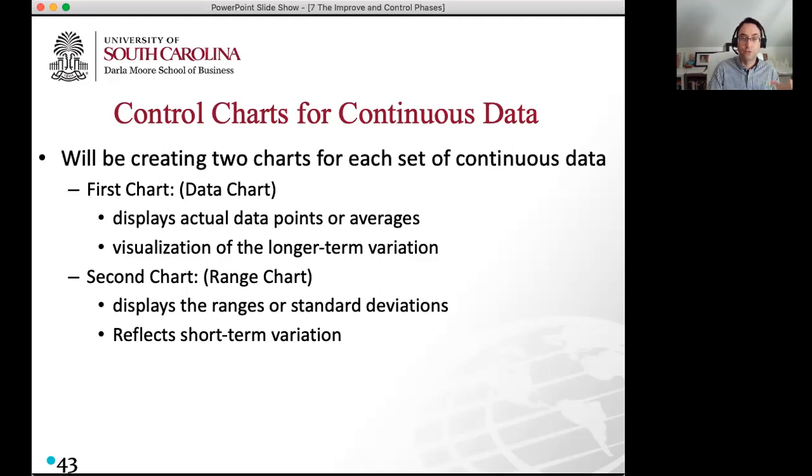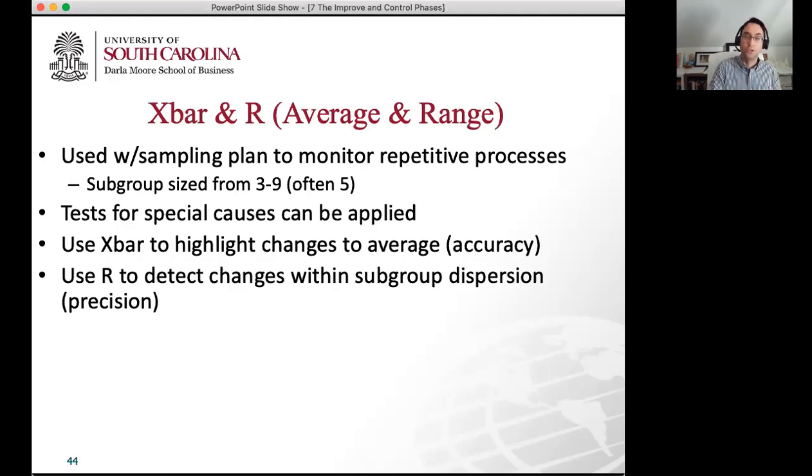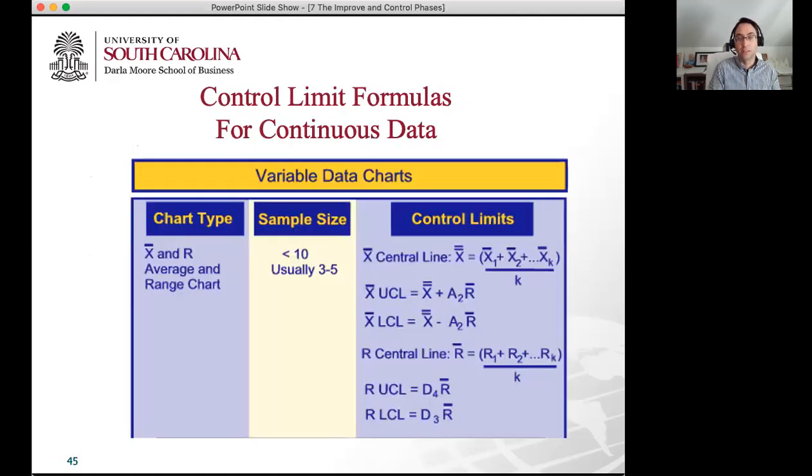With continuous data, you have two charts that you're going to do: one to look at the average and one to look at the range, which is the X bar and R chart. You probably remember this from last year or last semester. Basically you take a sample and calculate the average of that sample, and then you do the X bar chart. You calculate the range of these samples, and then you calculate the R chart. For the X and R charts, the sample size is usually less than 10, something between 3 and 5, and this is the math around it.